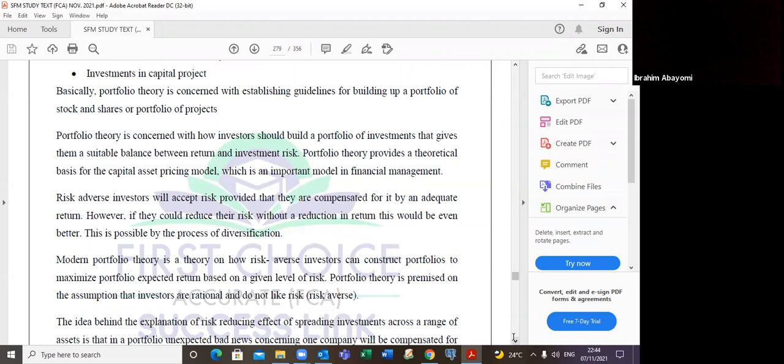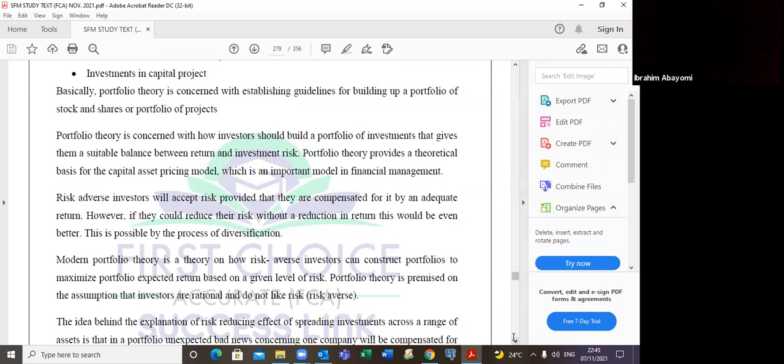And for diversification to take place, the company is said to have invested in various investments that are either negatively correlated or that have zero correlation. If I have investment A and I have investment B, before I can say that I have diversified, the correlation coefficient of the two investments, both investment A and investment B, must be either 0 or less than 1. That is when I will say I have diversified.